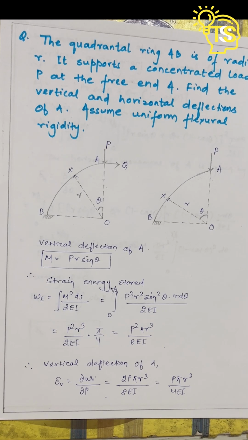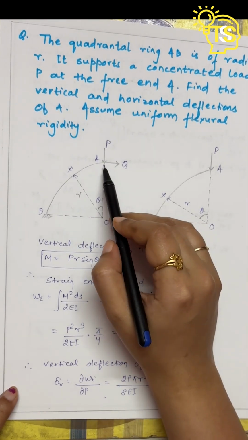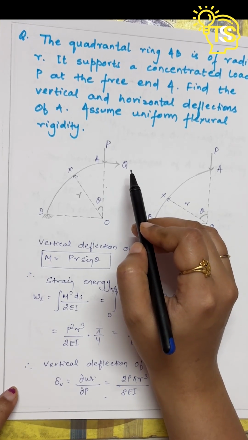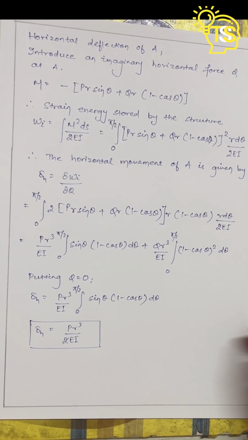Now let's calculate the horizontal deflection of A. Before calculating the horizontal deflection, let's introduce a force in the horizontal direction, that is Q, whose value is 0. Now let's calculate the moment for horizontal deflection.